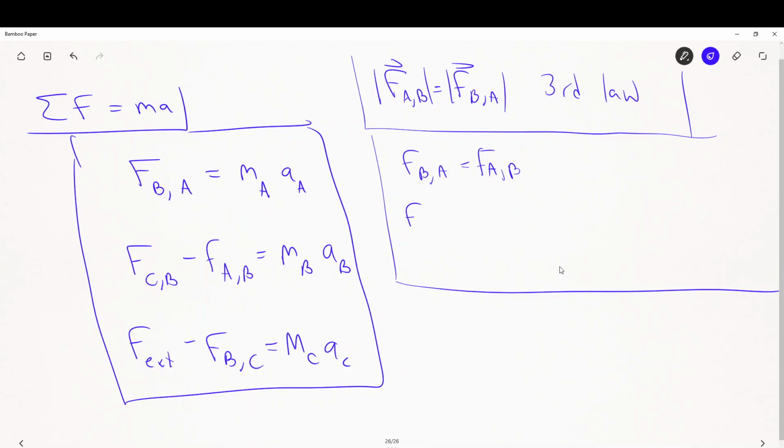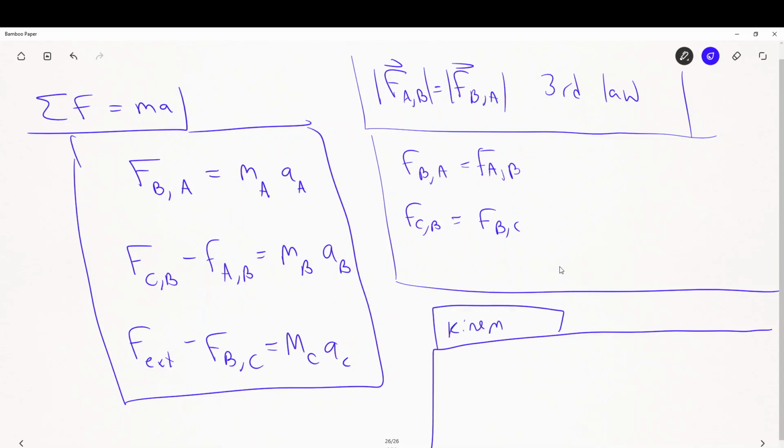And F of CB equals F of BC. Okay, that's good. But I have another fact, which is kinematical in nature. This is from kinematics. And that's the fact that all of these sleds are attached by ropes, okay? And the ropes can't extend, and they're not going slack.